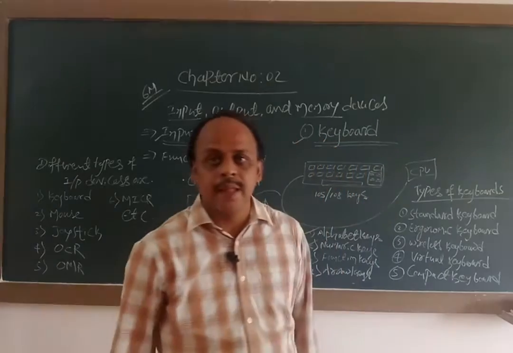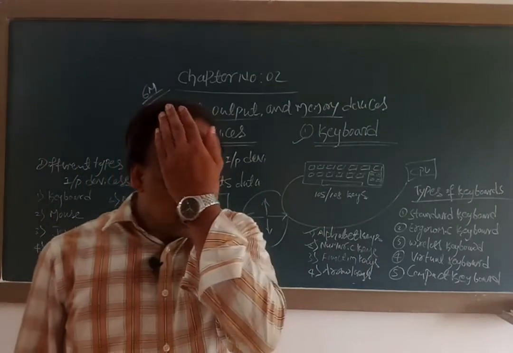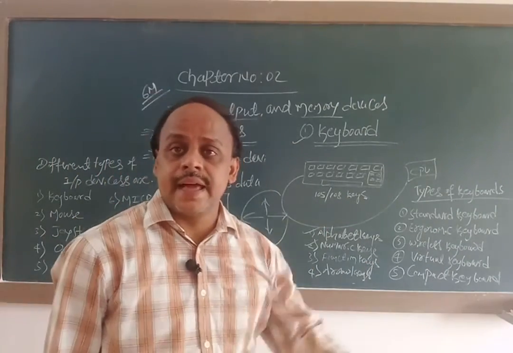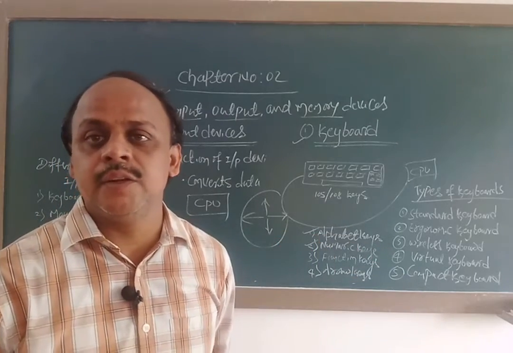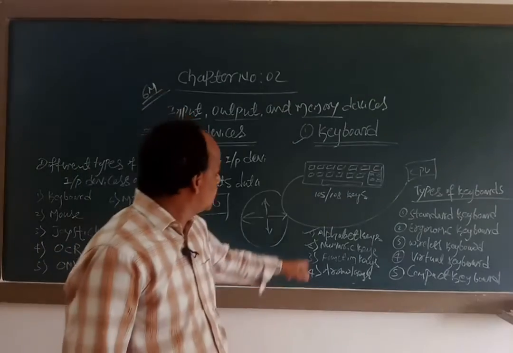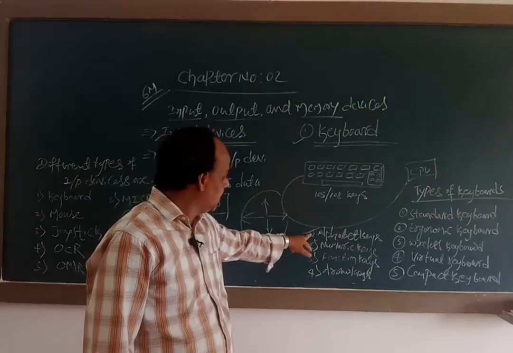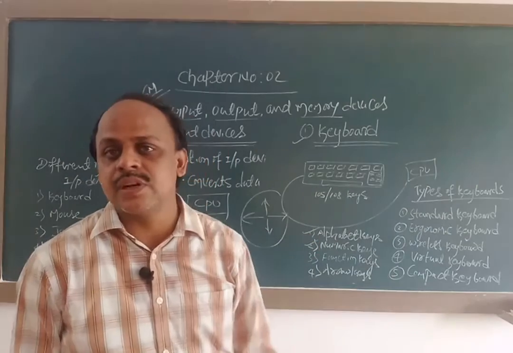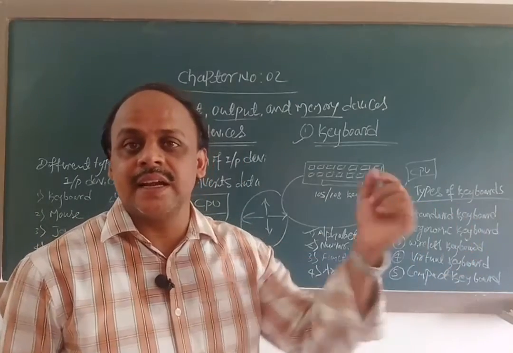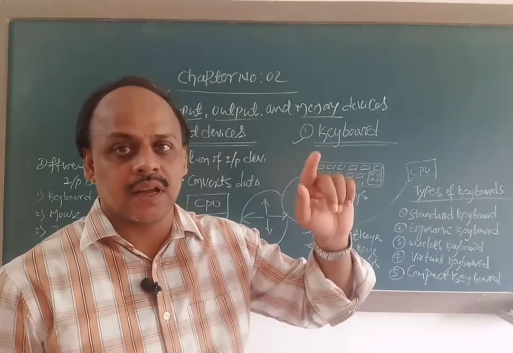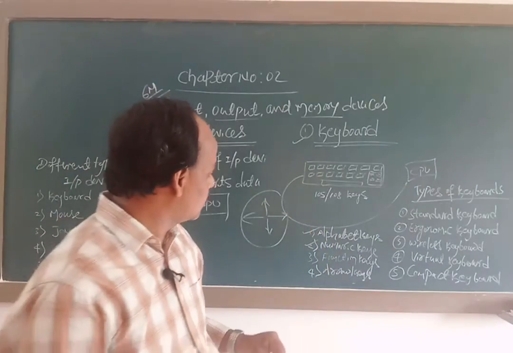Now, what is a keyboard? This is the most commonly used input device. With the help of the keyboard, the user enters data into the computer. It contains approximately 105 to 108 keys. It contains different keys like alphabet keys, numeric keys, function keys, arrow keys, and punctuation keys, meaning comma, semicolon, dot operator. These are also there.